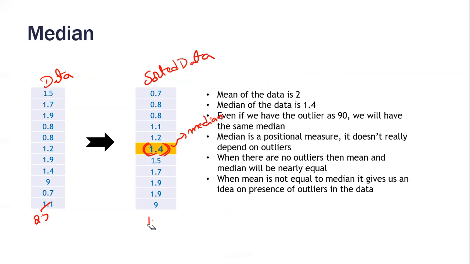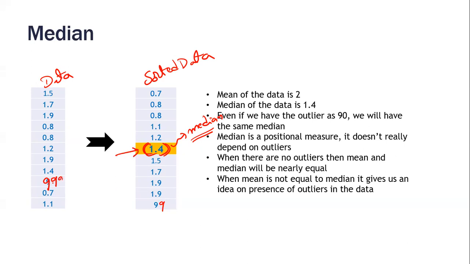I have a question here. Instead of 9, if I have 99 here, a very large number, what will be my new median? Will it be 1.4 or 14? 1.4. Even if instead of 9 I have 99, the center value is still 1.4 only.